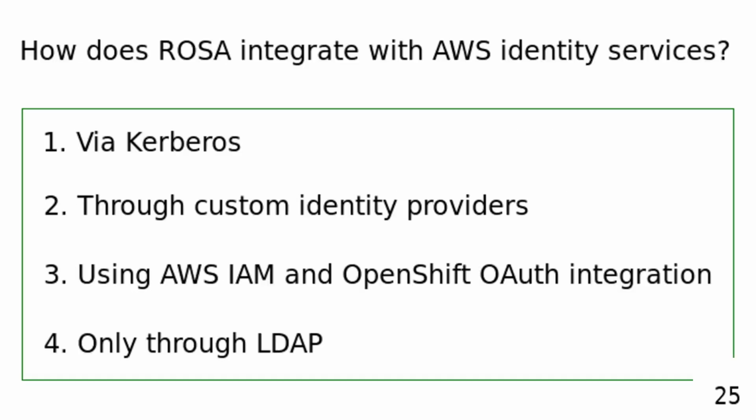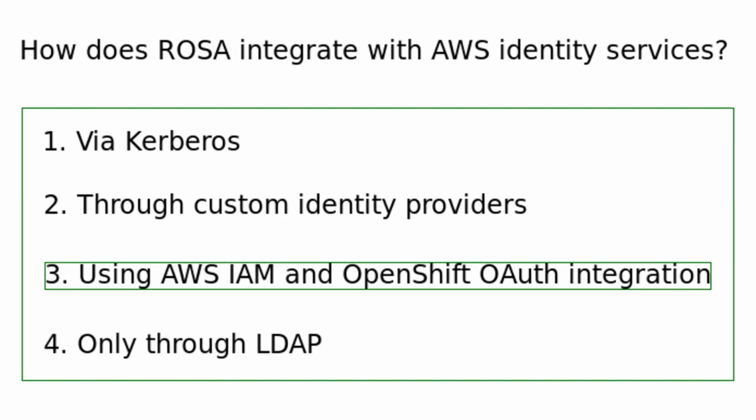overhead. How does ROSA integrate with AWS identity services? Via Kerberos. Through custom identity providers. Using AWS IAM and OpenShift OAuth integration. Only through LDAP. ROSA integrates AWS IAM with OpenShift's OAuth, allowing use of AWS identities for cluster access.